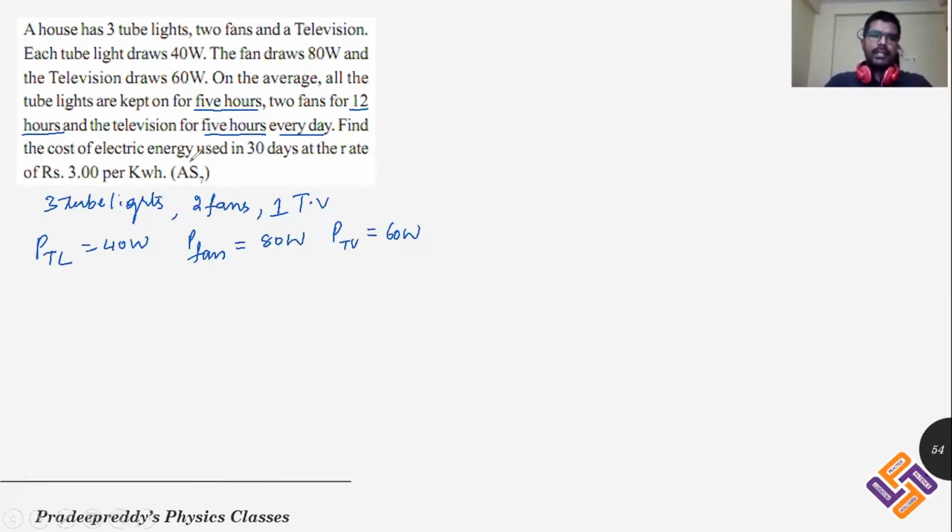Find the cost of electrical energy used in 30 days at a rate of 3 rupees per kilowatt hour. For 1 kilowatt hour, 3 rupees is charged. If it is that, what is the total energy consumed and what is the cost of that electricity bill? You want to find that out. Now first, you should calculate energy consumed by bulbs.